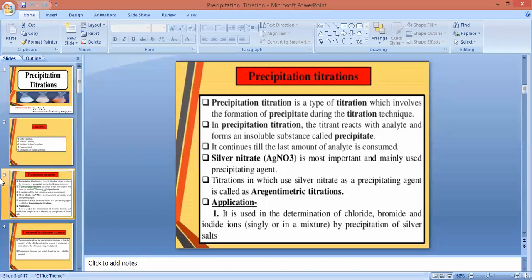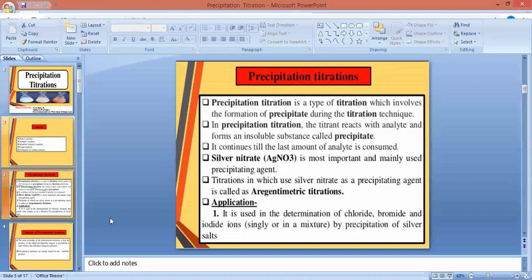After introduction, next is the application. So precipitation titration is mainly used in determination of halides, that is chloride, bromide and iodide ions, singly or in a mixture, that is the analyte may be present either as a single entity or as a mixture, by precipitating it with a standard precipitating reagent, that is silver salts. So this is the main application of precipitation titration.